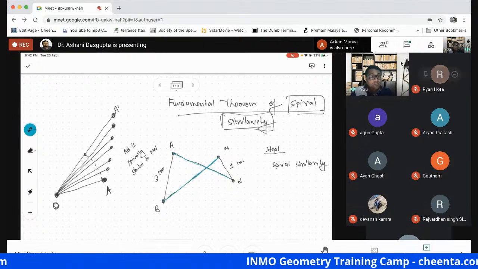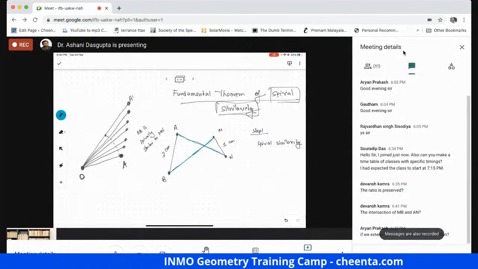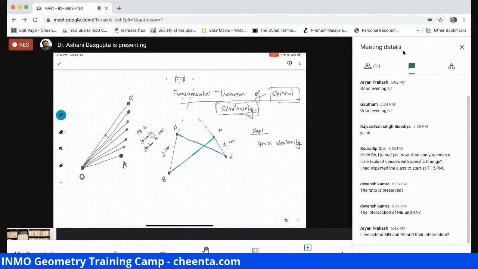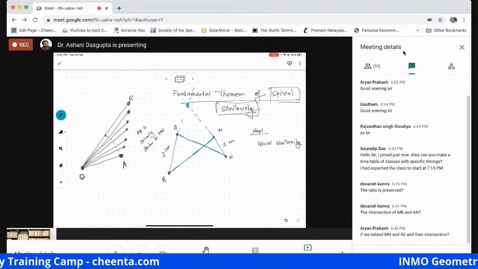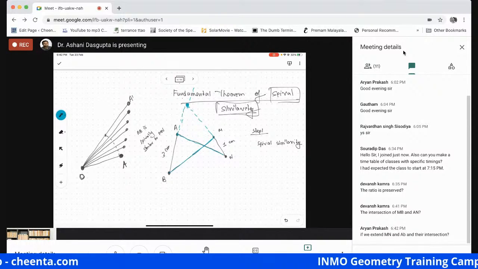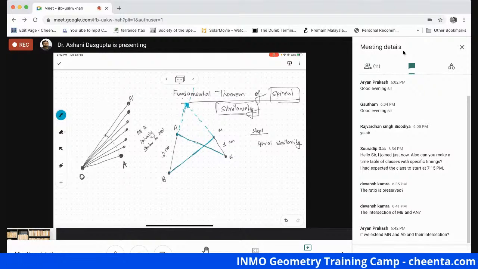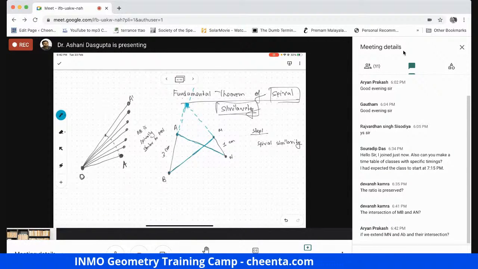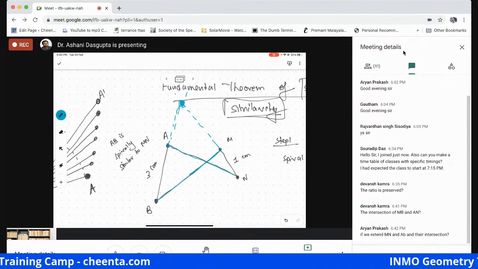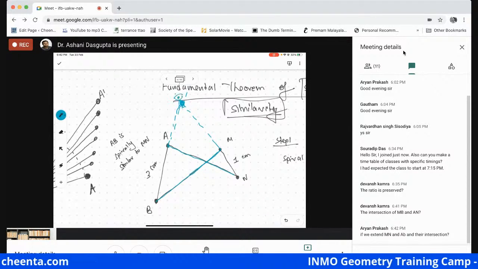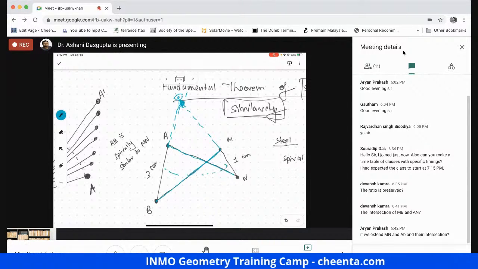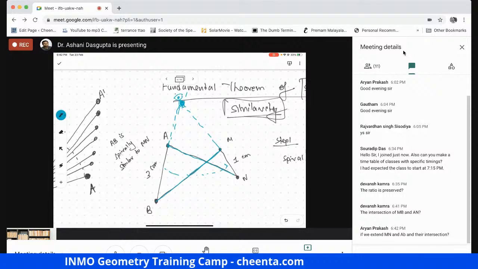Okay, other person, Aryan Prakash, is saying maybe if we extend AB and MN and wherever they meet, maybe that point works. Okay, in certain situations, that could work, but it seems plausible. See how Aryan is thinking about it. Aryan is keeping his eyes here and he's thinking, okay, maybe this is swaying like this, right? Okay, that could be possible.